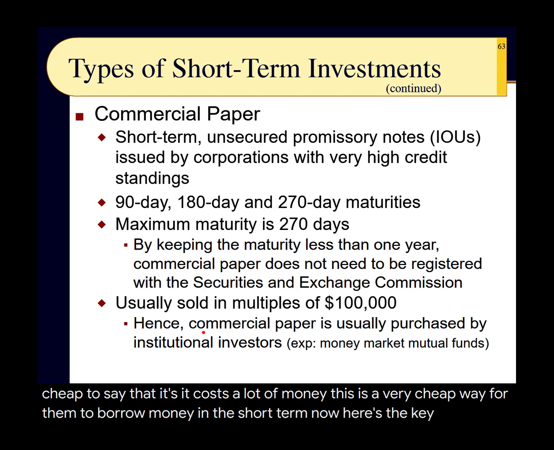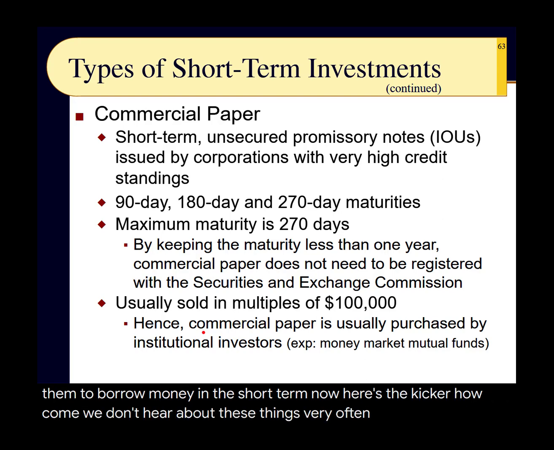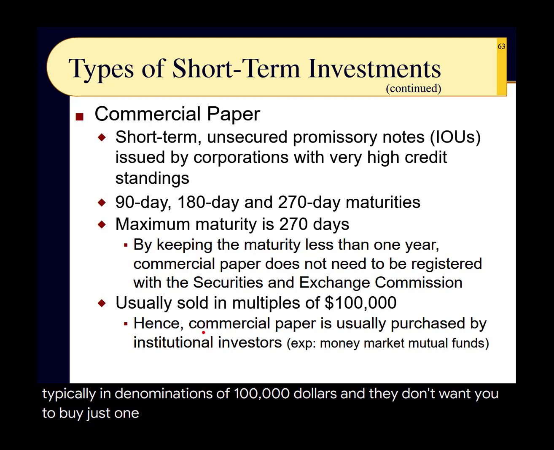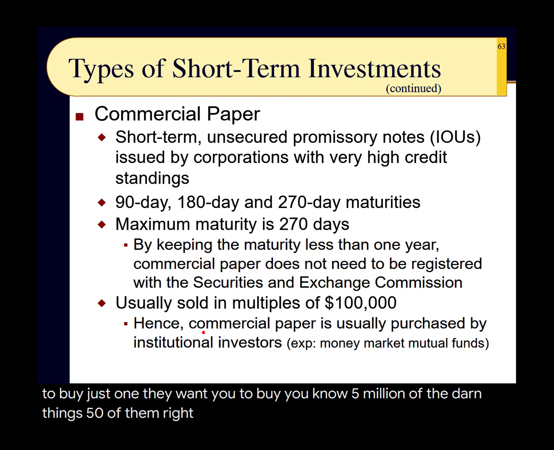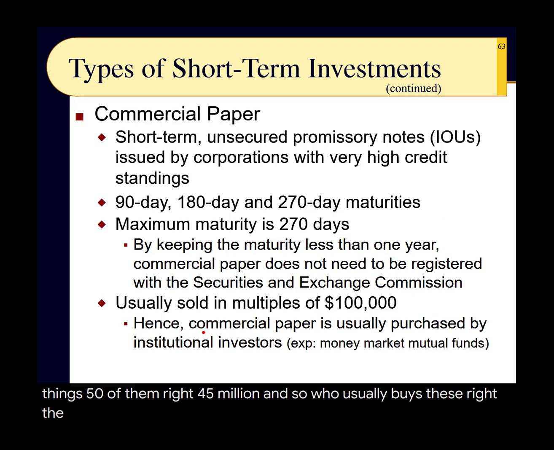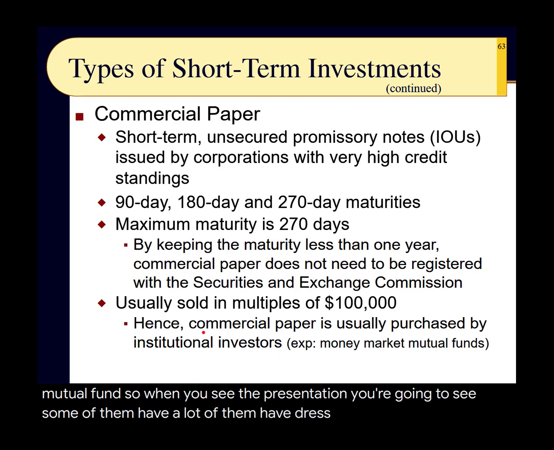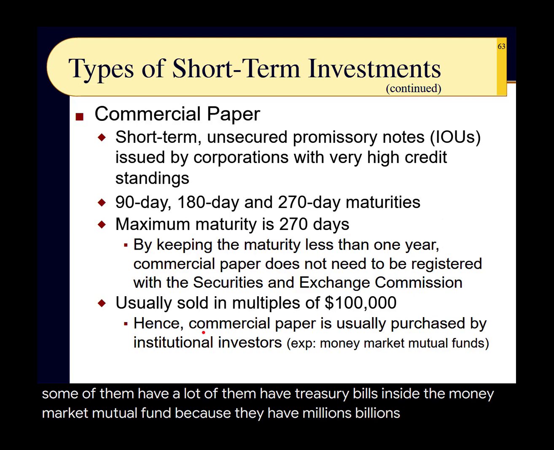Now, here's the kicker. How come we don't hear about these things very often? They are sold typically in denominations of $100,000. And they don't want you to buy just one, folks. They want you to buy 5 million of the darn things. That would be 10 times 50 of them, right? 5 million. And so who usually buys these? Right, the institutional investors. This is what's inside the money market mutual fund. So when you see the presentation, you're going to see a lot of them have Treasury bills inside the money market mutual fund because they have millions, billions of dollars to invest.